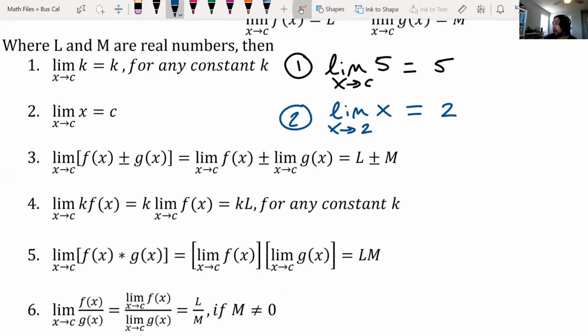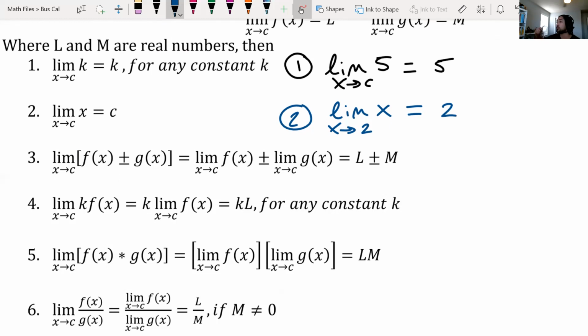Okay. 3. All this says is the limit can be applied over multiple terms held together by addition or subtraction. So this says the limit as x approaches c of f of x plus or minus g of x can be split into multiple limits, meaning it becomes the limit of f of x plus or minus the limit of g of x.